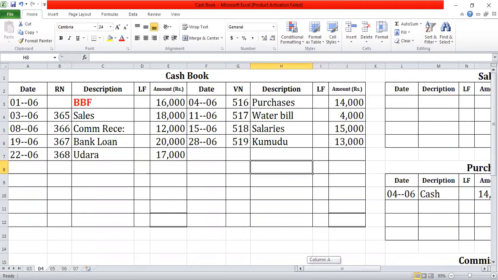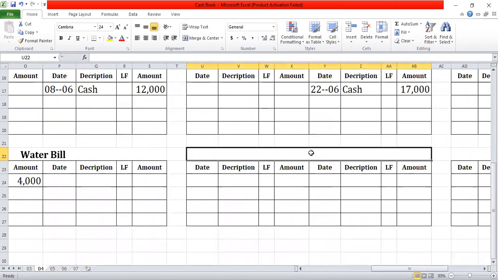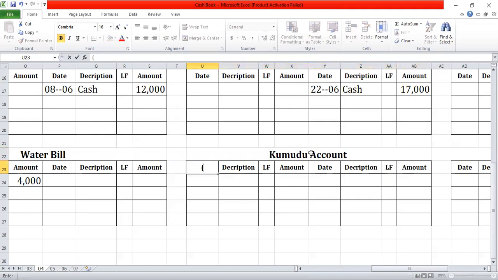At the same time, open an account for Kumudu. Kumudu account. Within brackets you can write creditor. Kumudu is a creditor. Now, creditor is a liability. Now we settle a liability. That means liability decreases. So decrease of liability is a debit. On 28th of June, we have paid 13,000 to Kumudu. Kumudu account debit, cash book credit. That is how the double entry system applies to the transaction.